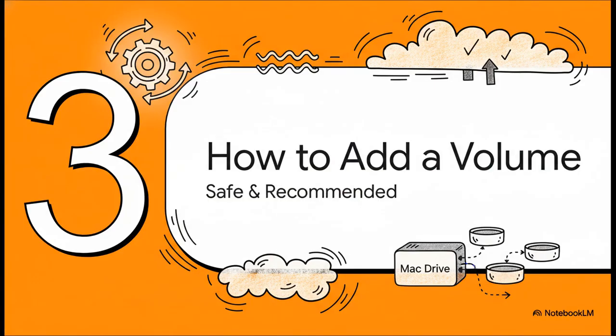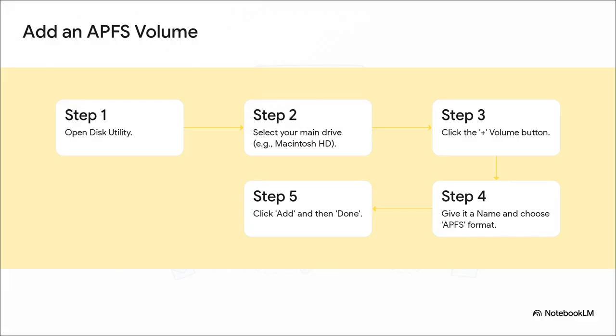So you're convinced, right? You want the flexible, modern approach. Let's walk through just how incredibly easy it is to add an APFS volume. This is the safe, recommended method you should absolutely be using. It's so simple, it takes just seconds. You'll open up Disk Utility, then you'll select your main drive. It's probably called Macintosh HD. Then just click that little plus sign button for volume.